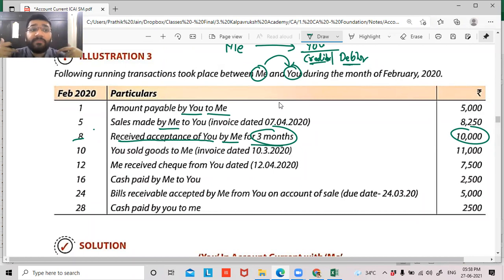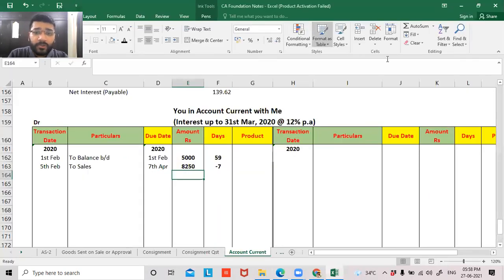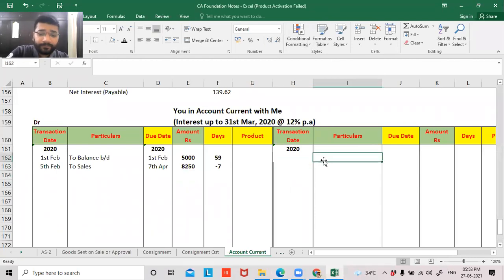So for me, guys, we are preparing this statement in books of me. So for me, can I say it is bills receivable? Yes or no? Yes, sir. For me, it is bills receivable. Bills receivable. So what will be the journal entry, guys? Bills receivable to Y. Can I say bills receivable to Y? Yes or no? Can I say by bills receivable?